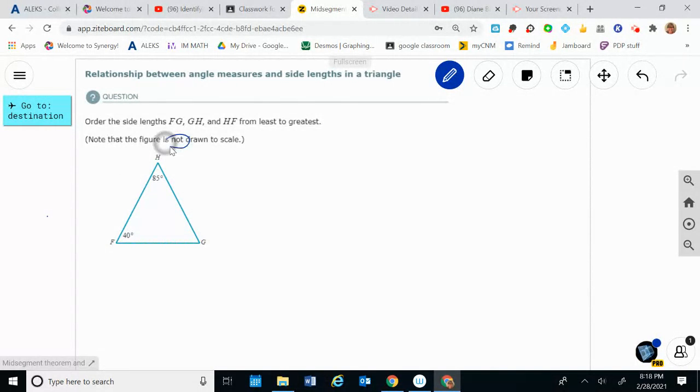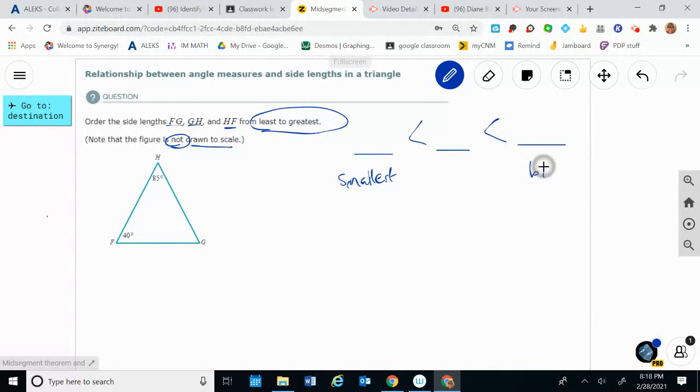So obviously it's not drawn to scale. Drawn to scale means that the units are correct. It says order the side lengths FG, GH, and FH from least to greatest. Pay attention to this, because sometimes they say greatest to least. When you're doing least to greatest, you're going to use less than signs. In other words, the smallest goes here, and the biggest goes here.